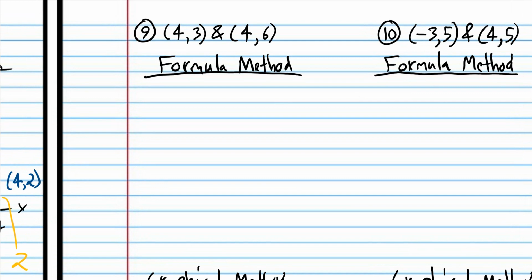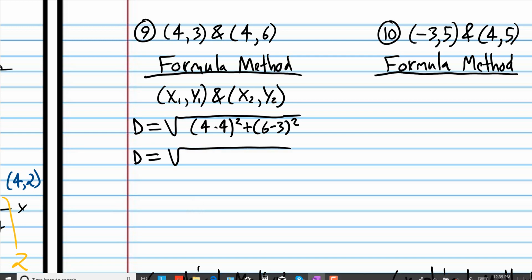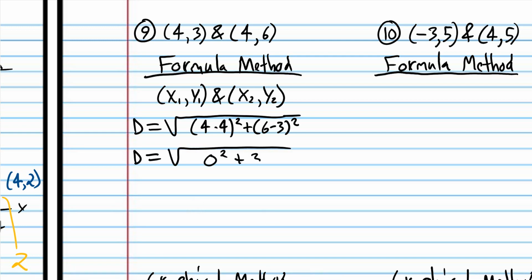So let's do the formula method together. I'm going to assign letters and plug in, and I'm just going to kind of rush forward here. Let's see here. 4 minus 4. I'm not going to show every single step. 3 minus 6, or actually it would be 6 minus 3. And what's different about this is we get 0 squared and 3 squared. So 0 squared is just 0 times 0, which is 0, and then 3 squared is 9.